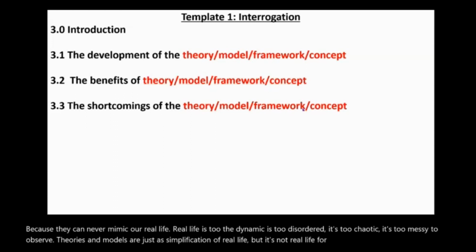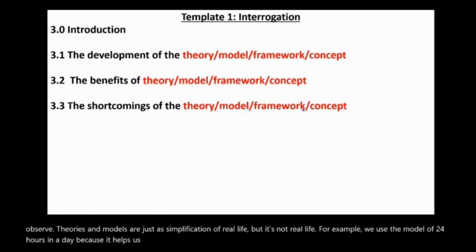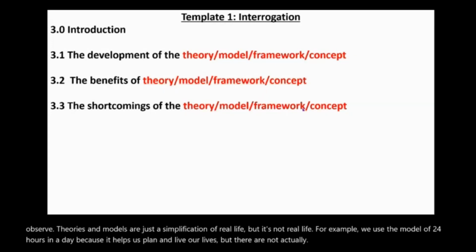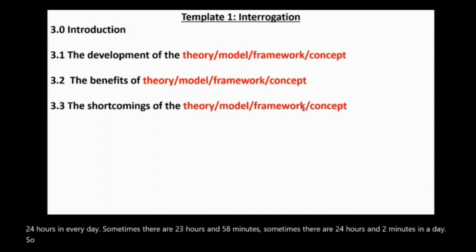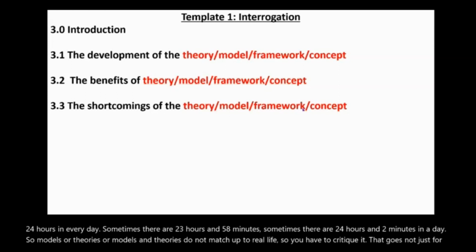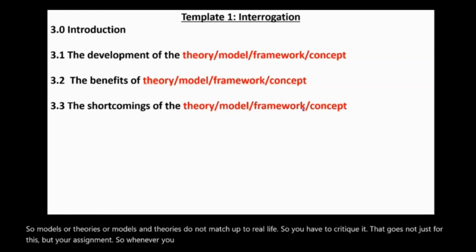For example, we use the model of 24 hours in a day because it helps us plan and live our lives. But there are not actually 24 hours in every day. Sometimes there are 23 hours and 58 minutes. Sometimes there are 24 hours and 2 minutes in a day. So models and theories do not match up to real life. So you have to critique it. That goes not just for this, but your assignment. So whenever you mention a theory or model, it's always good to add a critique or two.